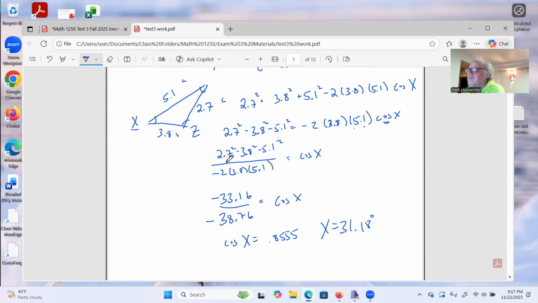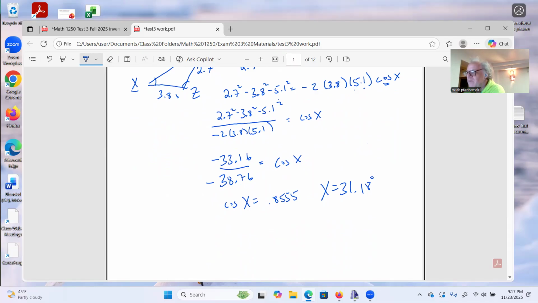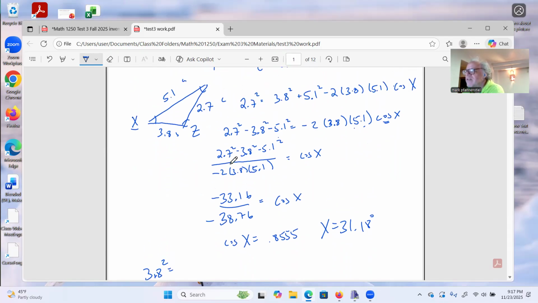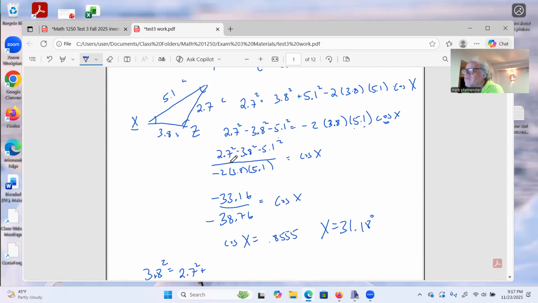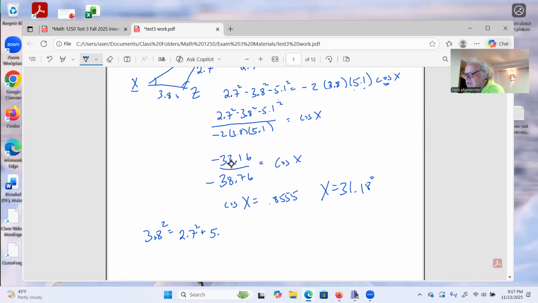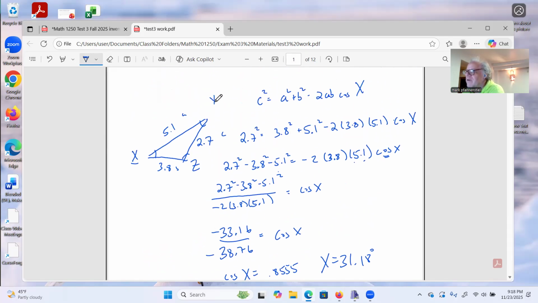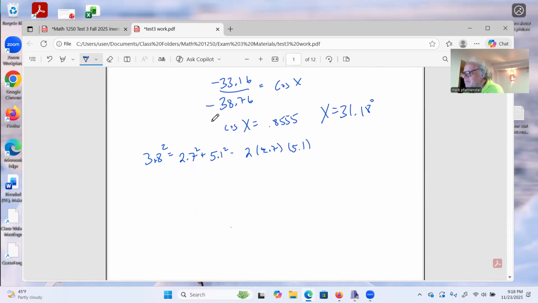All right, so the next one up here, we did 2.7 equal to these guys. We'll just change this around. So we want 3.8 squared is equal to 2.7 squared plus 5.1 squared minus 2 times 2.7 times 5.1, times cosine of y.